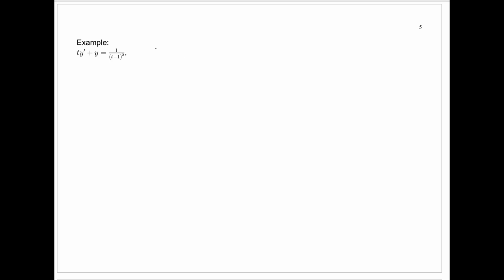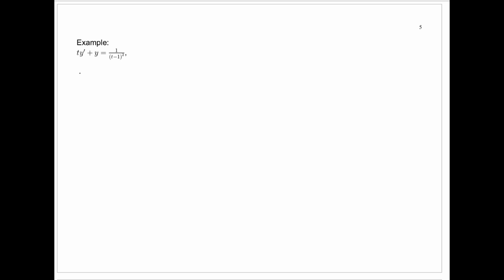Let's talk about a few examples. This first example involves a first-order linear differential equation. If we're going to apply our general existence and uniqueness theorem, we have to put it in the correct standard form. This is one possible standard form for a first-order linear differential equation, but not the one that applies in the theorem that we had.